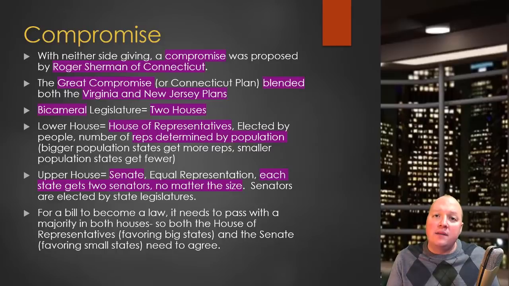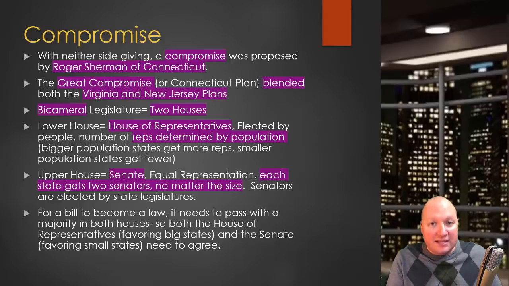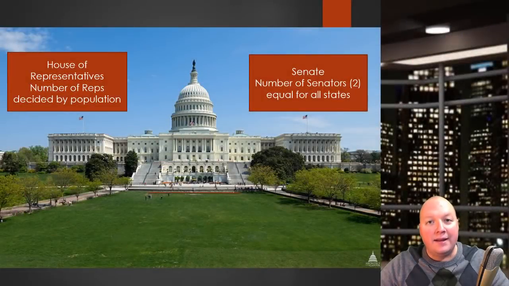The House of Representatives can be swayed by the big states, and the Senate can be swayed by the small states. And you can't make a law without it passing both, which means you can't make laws that are not liked by one of the 2 sides. This is the Great Compromise. And here we have our Capitol today. So on the left-hand side, that side of the building, the U.S. Capitol, is the House of Representatives.